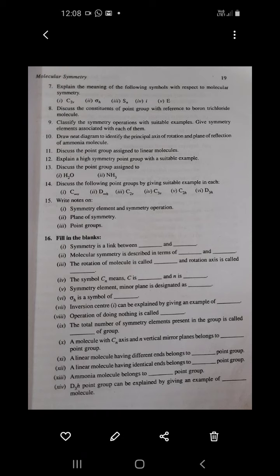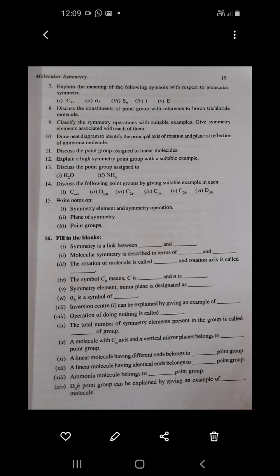Discuss the constituents of point group with reference to BCl3 molecule. This is a very important question for 5 marks. You have to write first the structure of BCl3 molecule. It is planar. In BCl3 molecule you have to first show what are the different types of symmetry elements there, and then what operations you have to perform on that BCl3 molecule. All that you have to mention. Write in detail that these are the symmetry elements and symmetry operations which are present in the BCl3 molecule. On the basis of these symmetry elements and symmetry operations, we can conclude that BCl3 molecule has a D3H type of point group. So like this you have to justify the answer.